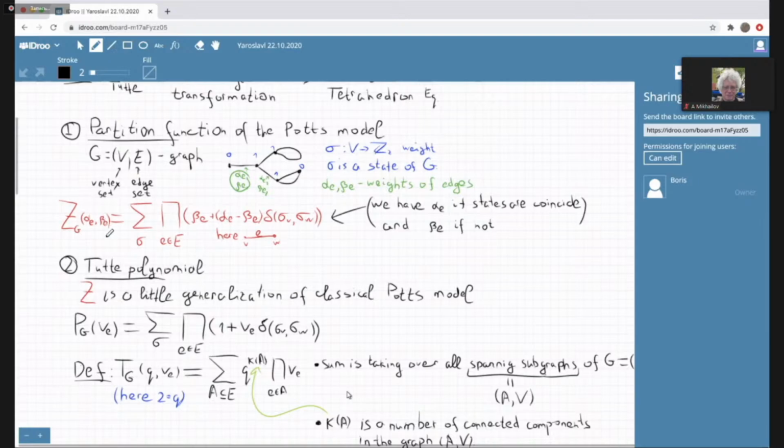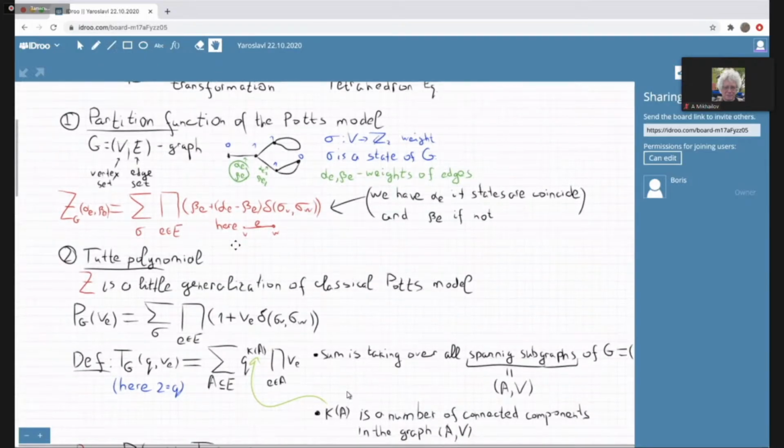Okay, so are there any questions about the definition of the partition function so far?